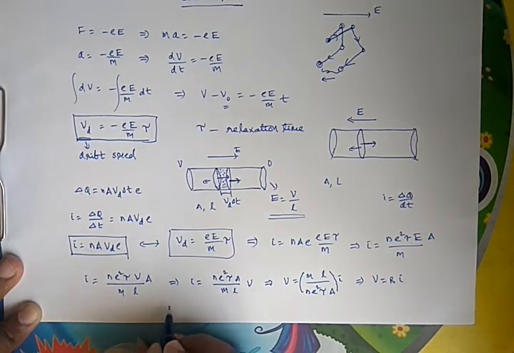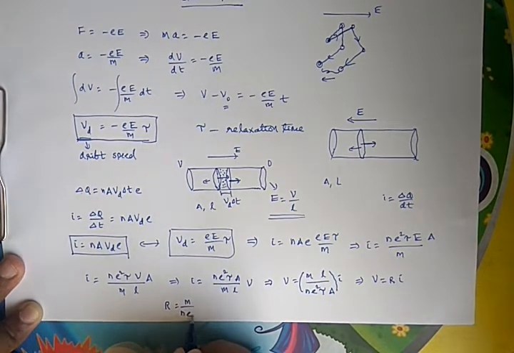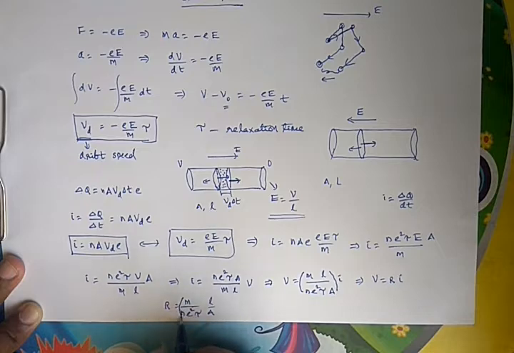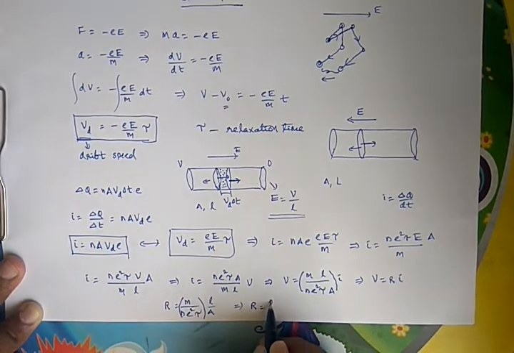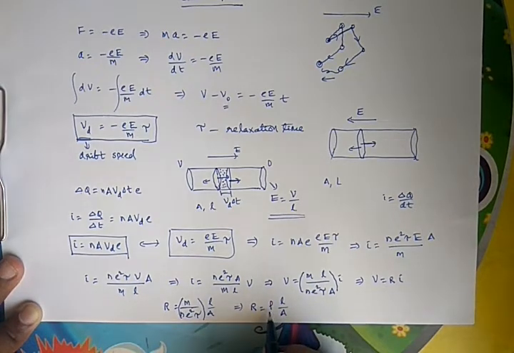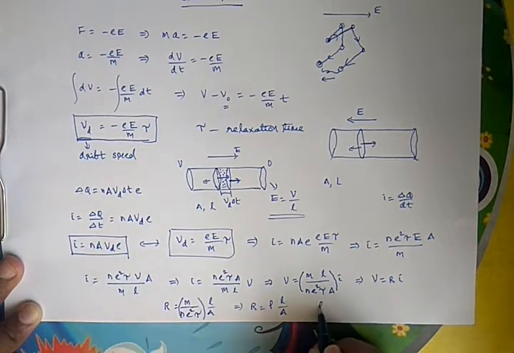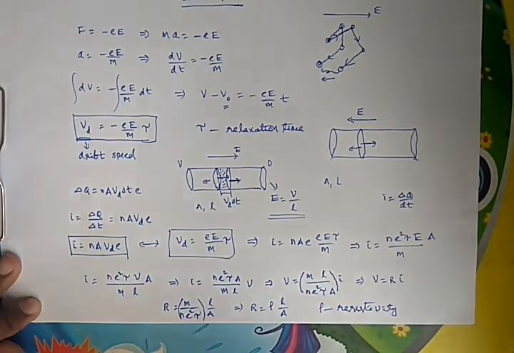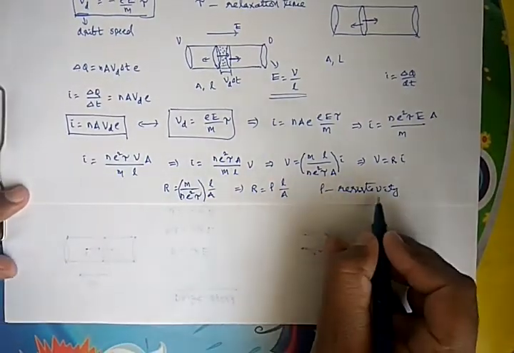Now let us write down the resistance of the wire here. The resistance of the wire equals M by N E square T into L by A. Once again, the resistance depends on the length and area of the conductor. M is the mass of an electron, N is the number density, E is the charge of an electron, and T is the relaxation time. So this is fixed for a particular material. For that reason, I am writing that as rho into L by A, and here rho is called specific resistance or resistivity.